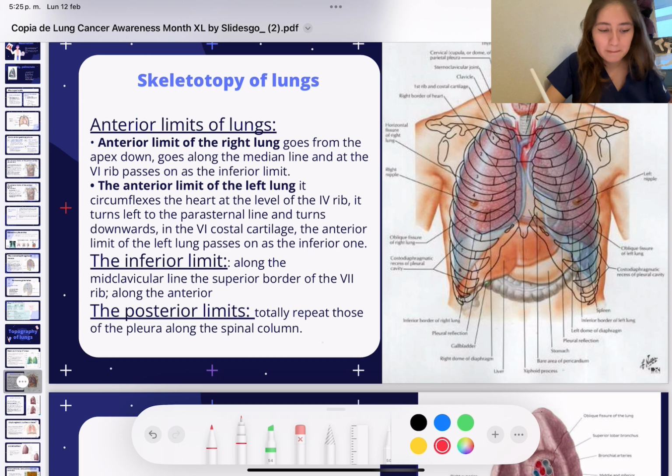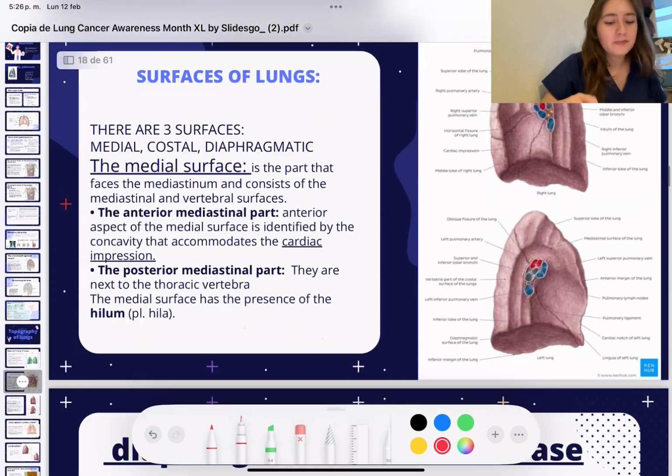So the anterior limit will pass from the apex down and circumflex the heart and then sharply go to the costodiaphragmatic recess. Then the right lung goes from the apex along the midclavicular line to the sternum, and then goes sharply. That's the anterior limit.